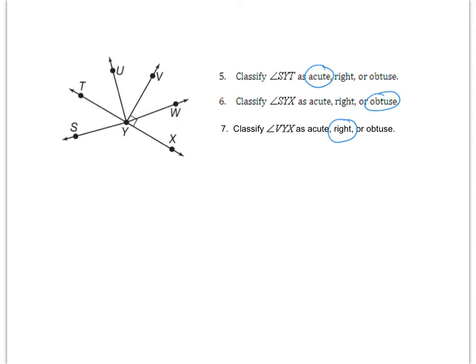So you can see my answers here. If you find angle SYT, if I trace from S to Y to T, we're talking about this angle right in here. To me, that looks like less than 90 degrees, so I circled acute. The next one, angle SYX. If I trace from S to Y to X, that's this angle down here in the red. That looks like it's greater than 90 degrees, so it is obtuse. And then the last one, angle VYX. If I trace from V to Y to X, do you see this box in here? VYX has that 90 degree box, and so it is a right angle.